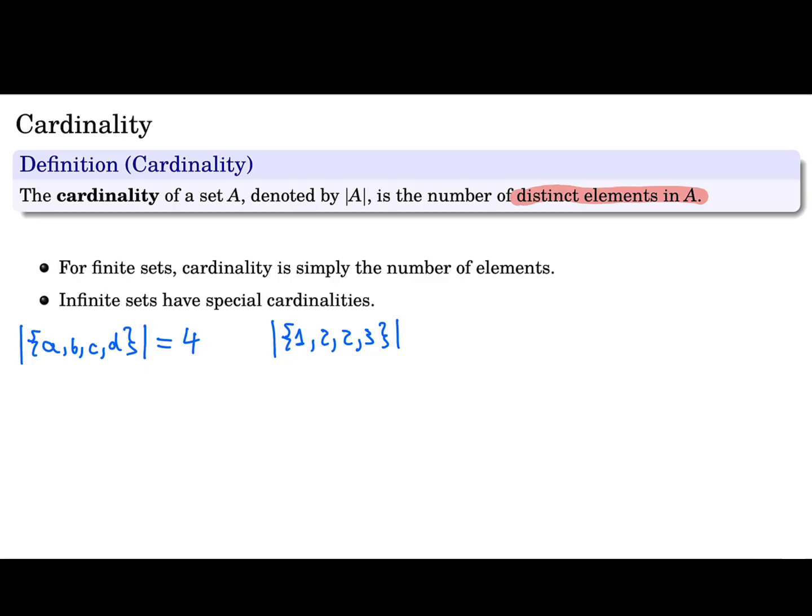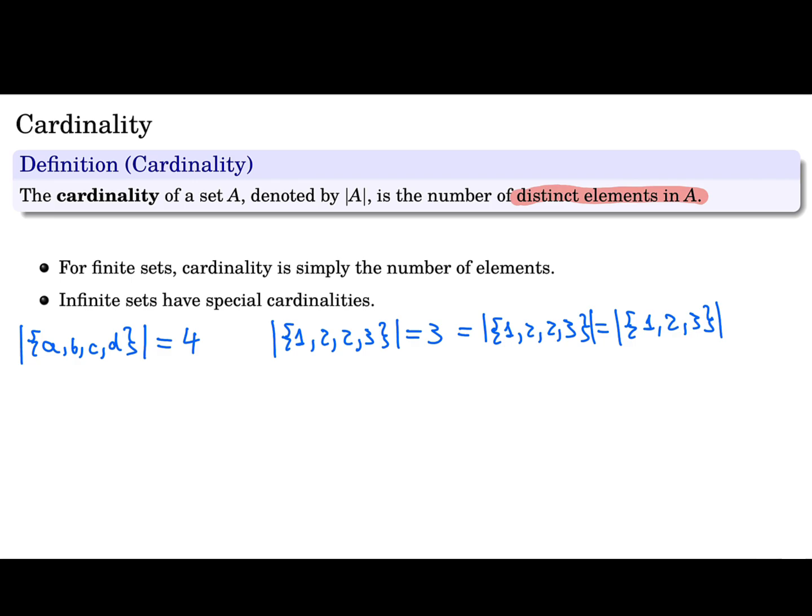Because remember that for sets, we do not count how many times elements appear. The only thing that matters is that they are in the set. So this set has cardinality 3. Notice also that this set here, which we had seen before, is equal to this set here. And since they are equal, of course, their cardinalities have to be equal. And so one shouldn't be that surprised that it has cardinality 3.